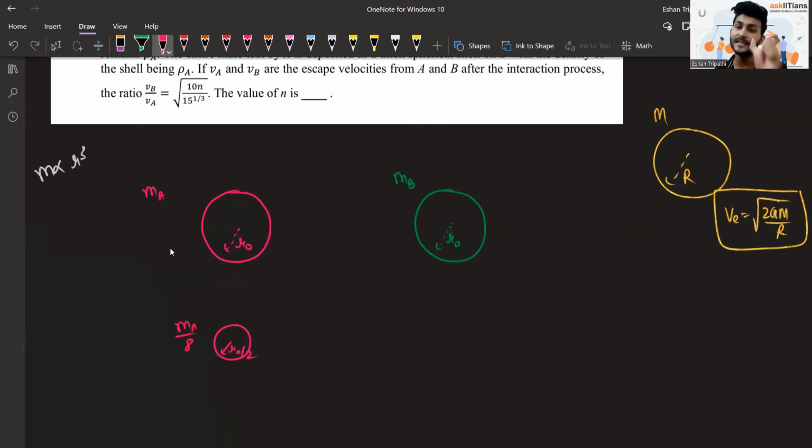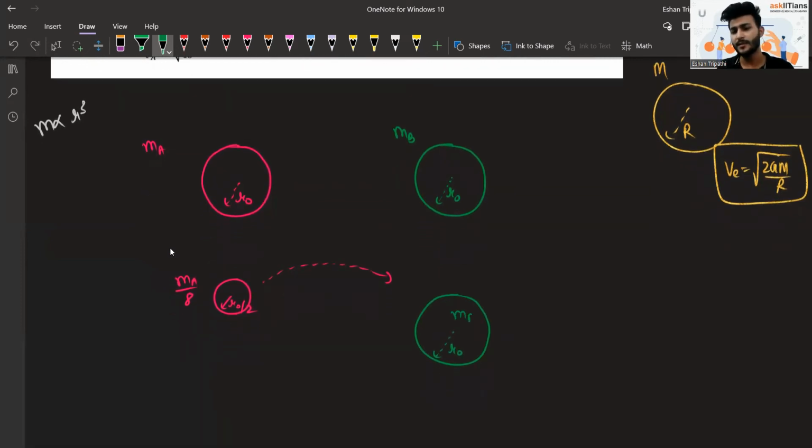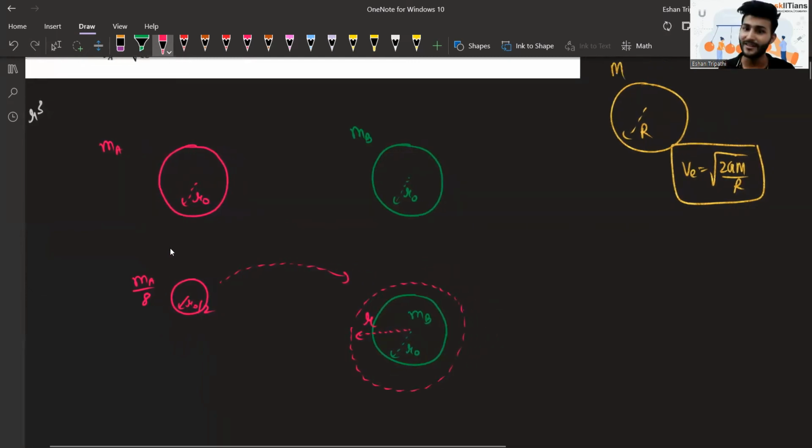So where is the rest, 7 Ma by 8, gone? All that mass got lost and got deposited onto the other star. It's given in the question that it is transferred in such a way that over the mass Mb of this planet, this 7 Ma by 8 gets deposited so that it, let us assume, forms a new radius, small r. So this is the question given. This deposited mass is 7 Ma by 8.